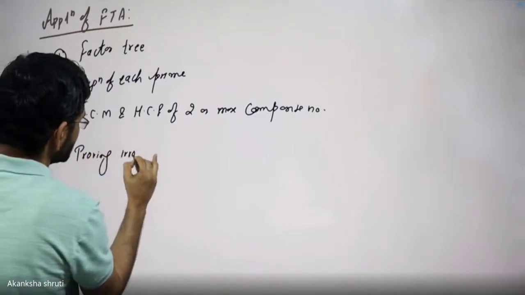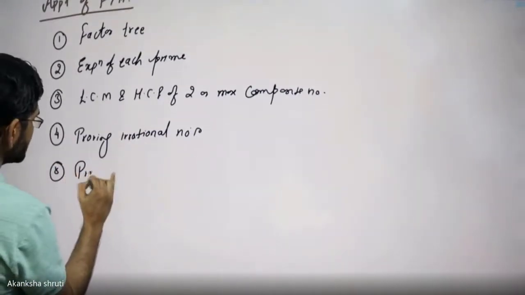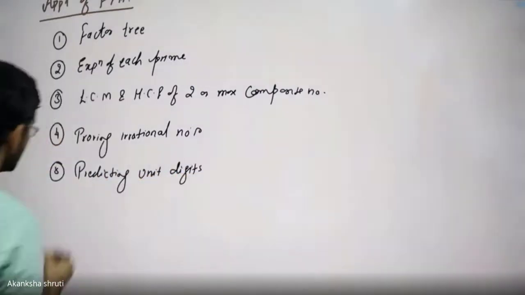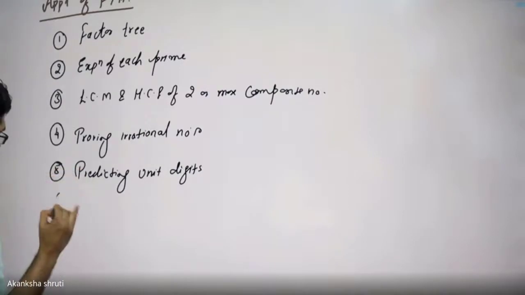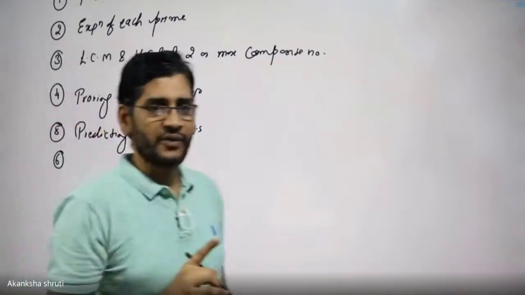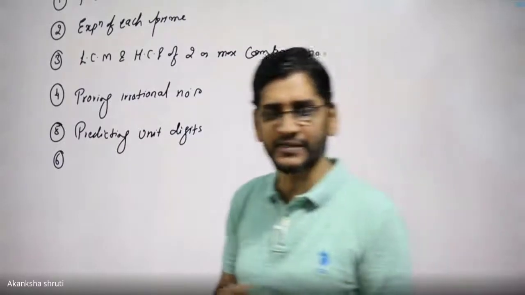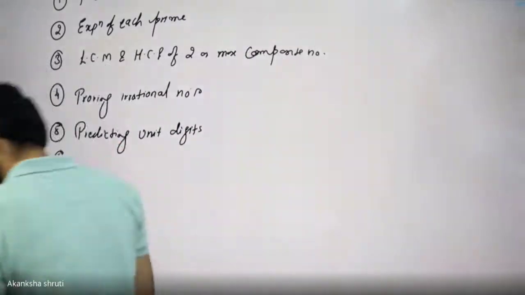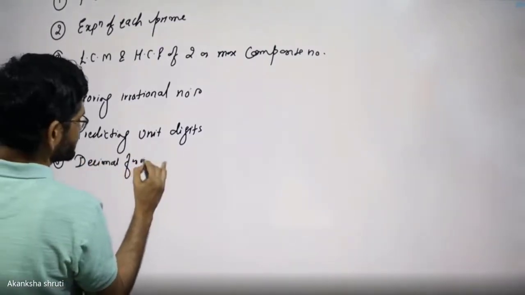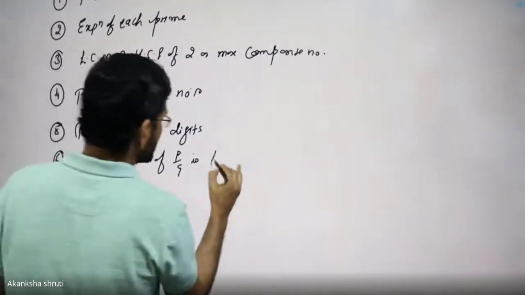So proving irrational numbers. The fifth application is predicting unit digits. The sixth application is predicting the decimal form, whether it is terminating or non-terminating. Even if it is terminating, after how many places of decimal the fraction terminates. So the decimal form of P by Q is terminating or not.